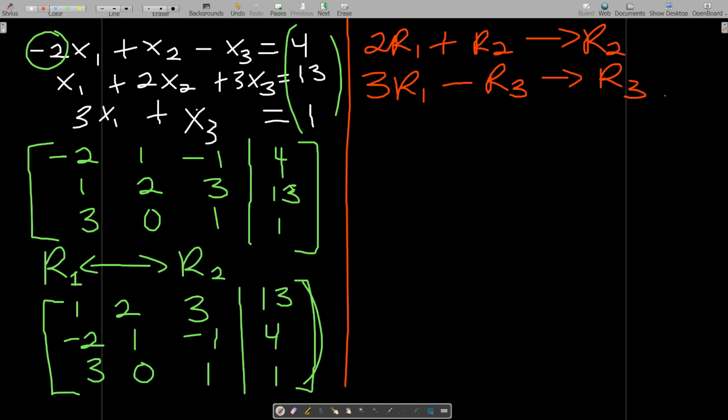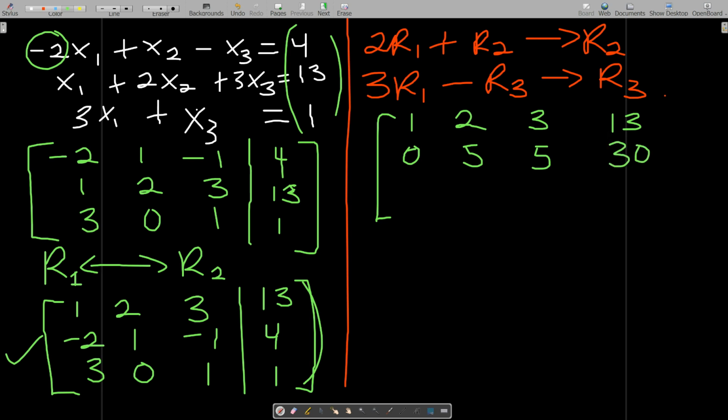Now let's come back to our new matrix. We didn't change anything in row 1, so row 1 is 1 2 3, then 13. We are saying 2 times row 1 plus row 2 should give us a new row 2. 2 times 1 is 2, plus negative 2 we get 0. Then 2 times 2 is 4, plus 1 we get 5, and 2 times 3 is 6, plus negative 1 we get 5. Now the 13 aspect: 2 times 13 is 26, plus 4, and we get 30. Alright, then we come to the third row.